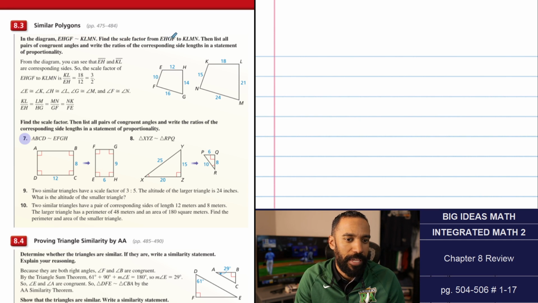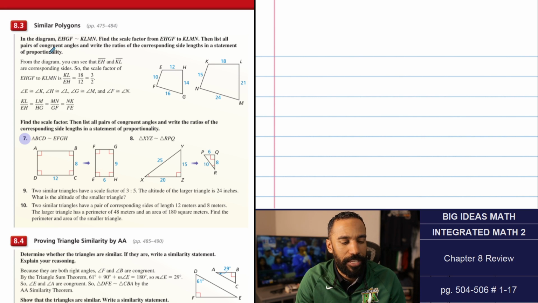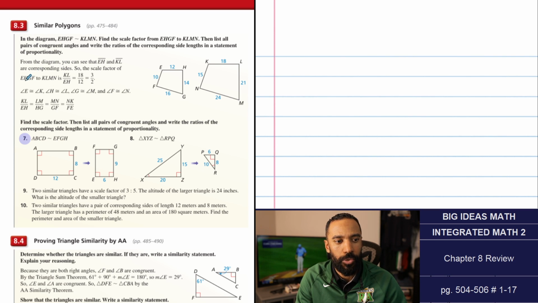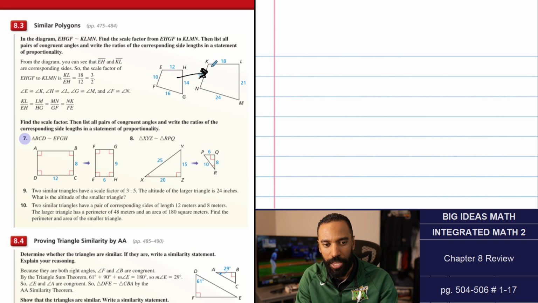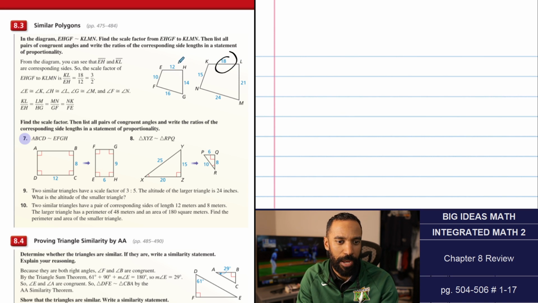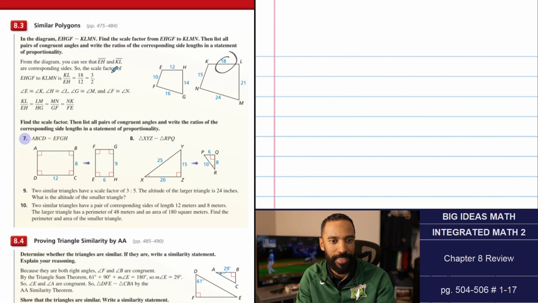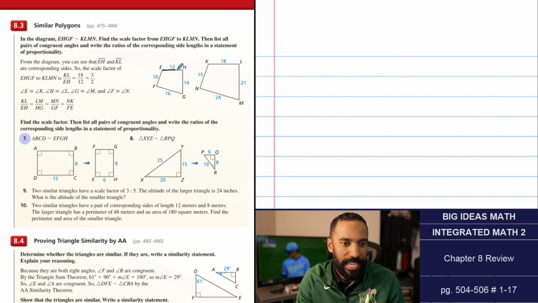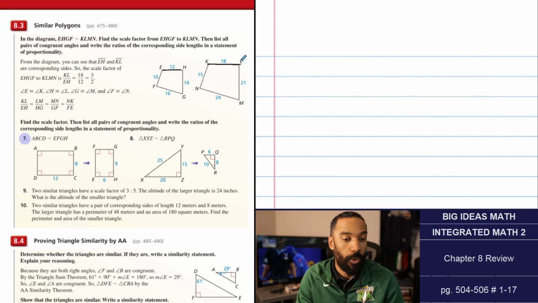Find the scale factor from EHGF to KLMN. Then list all pairs of congruent angles and write the ratios of the corresponding side lengths in a statement of proportionality. So the first thing they do, by the way, they do go from EHGF to KLMN, which means it is an enlargement. If it's an enlargement, the scale factor is more than 1. You divide these numbers by these numbers to figure out what you have, and they do exactly that. From the diagram, you can see that EH and KL are corresponding sides, so you can find the scale factor with those or with any set.